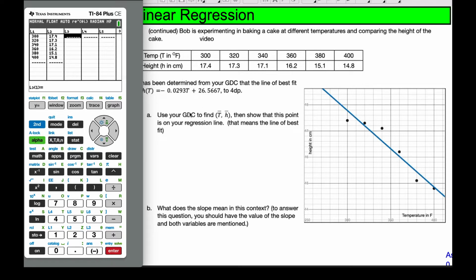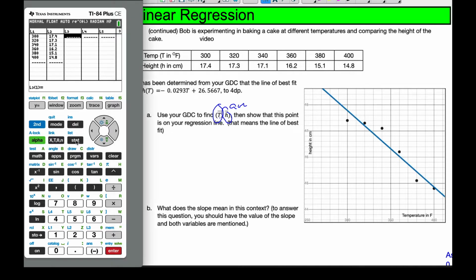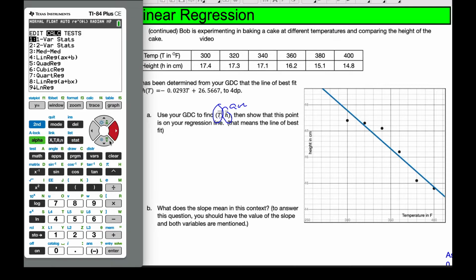So just to recap, I know in my lists I have all of the values placed, and it says use your GDC to find T bar, H bar. This means the average T, the average of all these temperatures, and the average H value. And then show that this point is on your regression line. So in order to do that, I'm going to go to Stat, and I'm going to calculate, and this time I'm going to do two variable statistics because these are two different variables as opposed to one variable with a frequency list. My frequencies are just going to be blank because they all count for one value, and I'm going to calculate them.